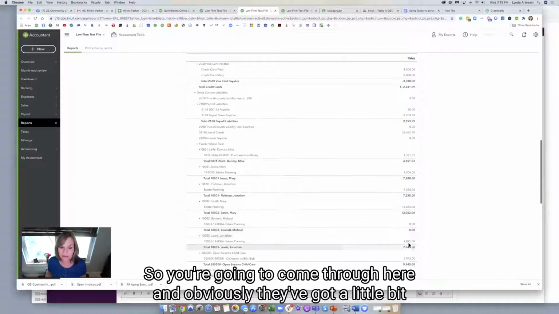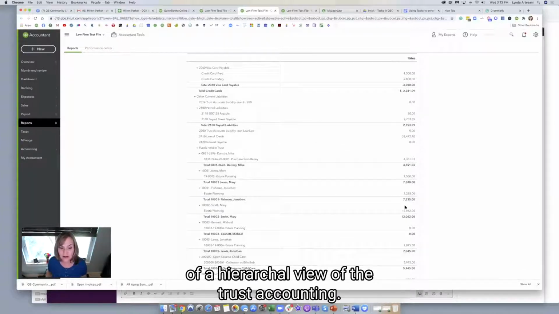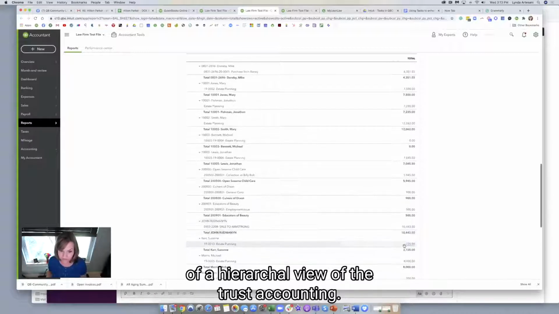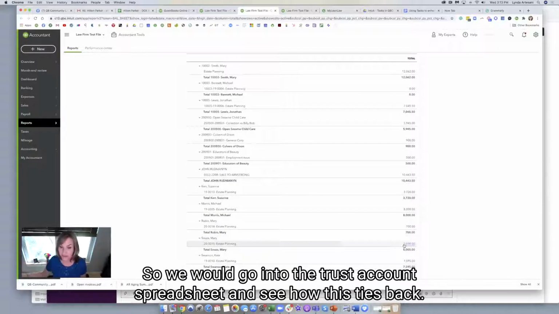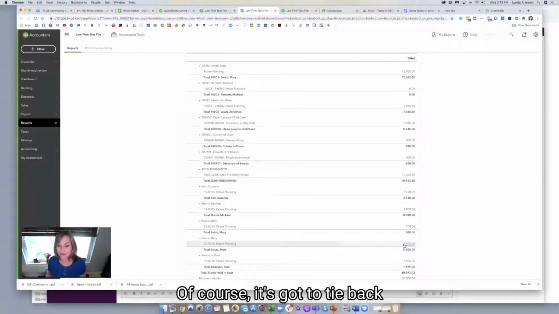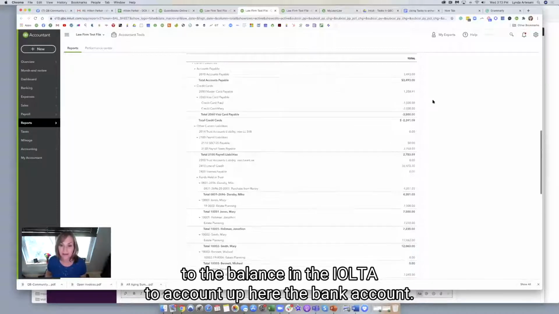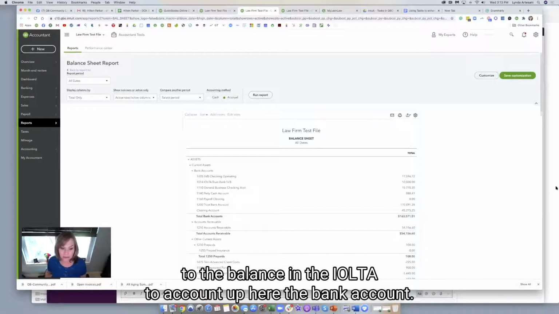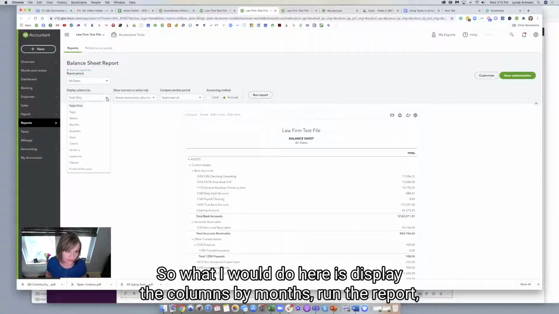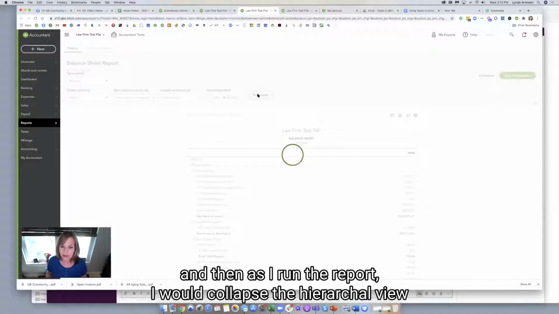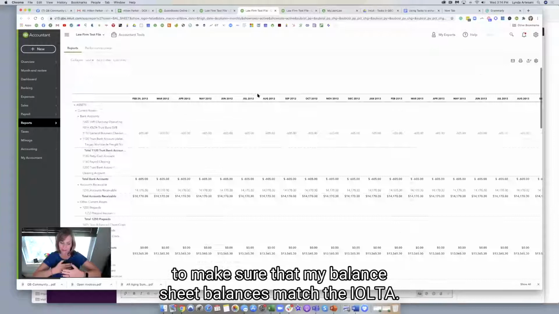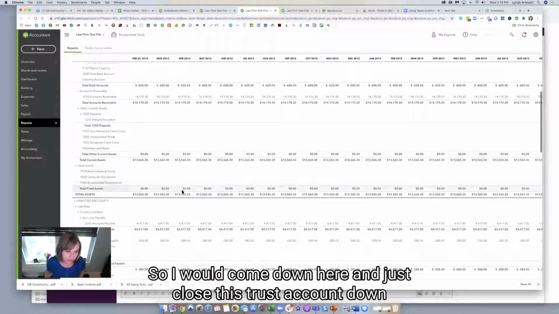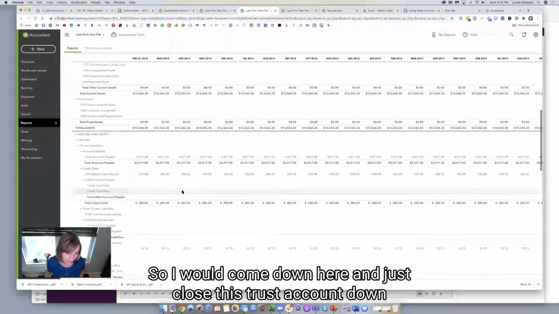So you're going to come through here, and obviously they've got a little bit of a hierarchical view of the trust accounting. So we would go into the trust account spreadsheet and see how this ties back. Of course, it's got to tie back to the balance in the IOLTA account up here, the bank account. So what I would do here is display the columns by months, run the report. And then as I run the report, I would collapse the hierarchical view to make sure that my balance sheet balances match the IOLTA. So I would come down here and just close this trust account down.